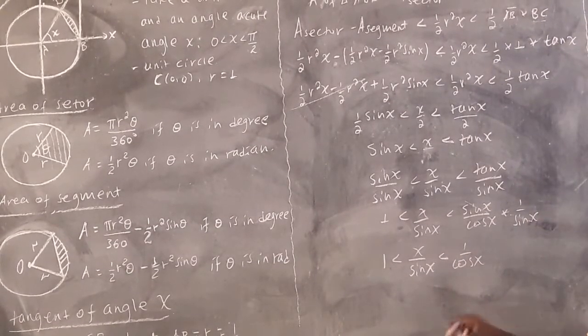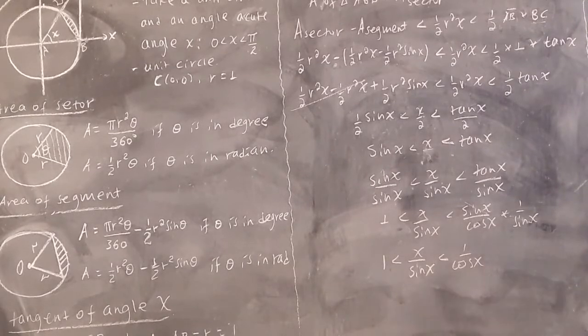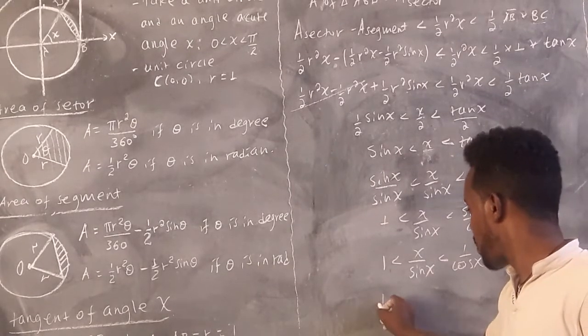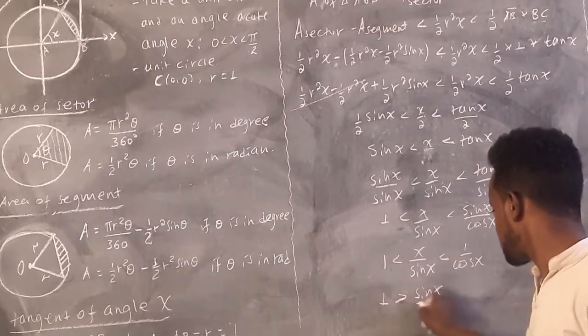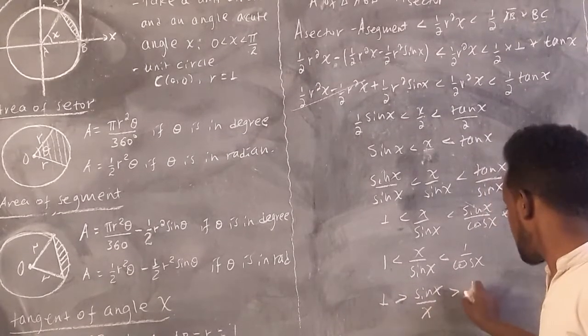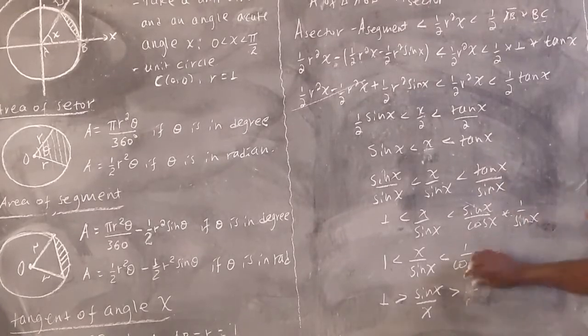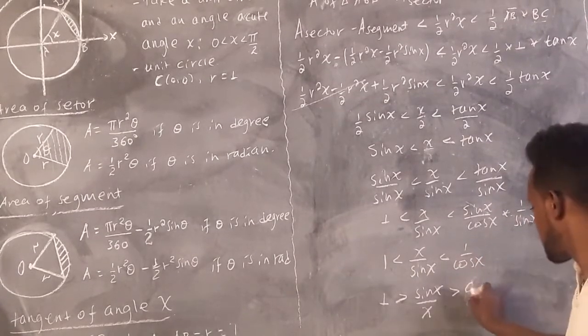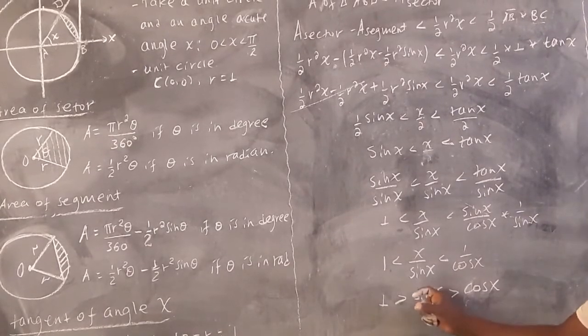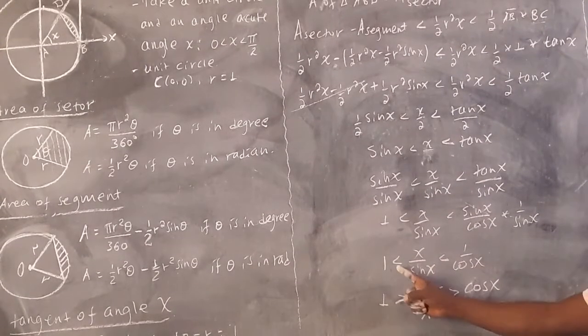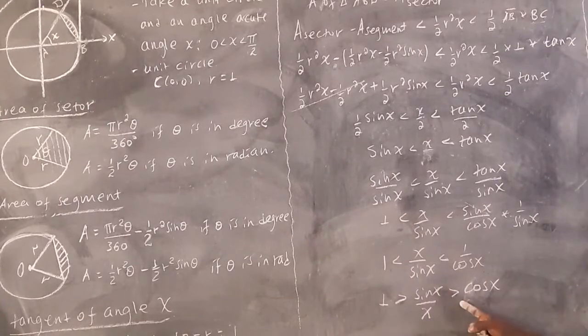Find the reciprocal of the given inequalities, so that 1 is greater than sin x over x, which is greater than cos x, since the reciprocal of 1 over cos x is cos x. In order to find the reciprocals, the sign of the inequality will be changed.